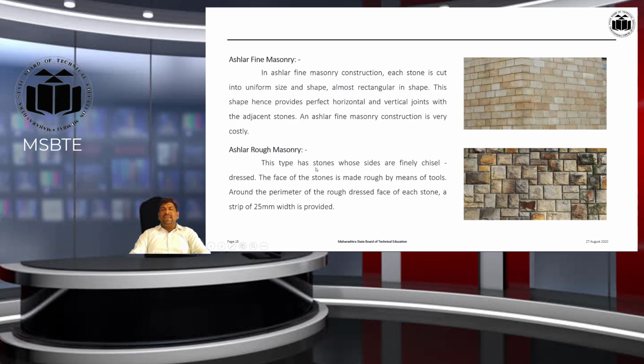Then ashlar rough masonry. This type has stones whose sides are finely chiseled and dressed. The face of the stones is made rough by means of tools. Around the perimeter of the rough dressed face of each stone, a strip of 25 mm width is provided.